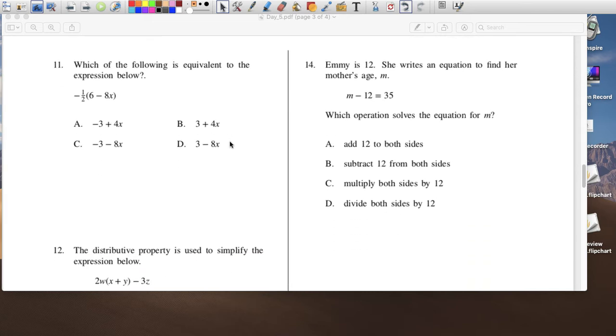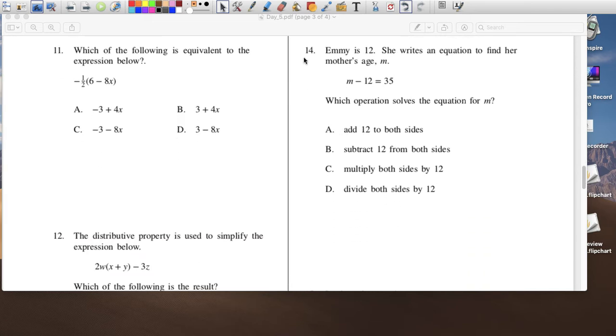This one looks easy. Which of the following is equivalent to the expression below? So, a negative times a positive is a negative. So this is garbage, because it starts with positive. So I want these two. What's half of 6? Negative half of 6 is negative 3. And then a negative times a negative should be a positive. So you're looking at this one. You don't even need to do the calculations in this one. You just needed to know the rules with signs.